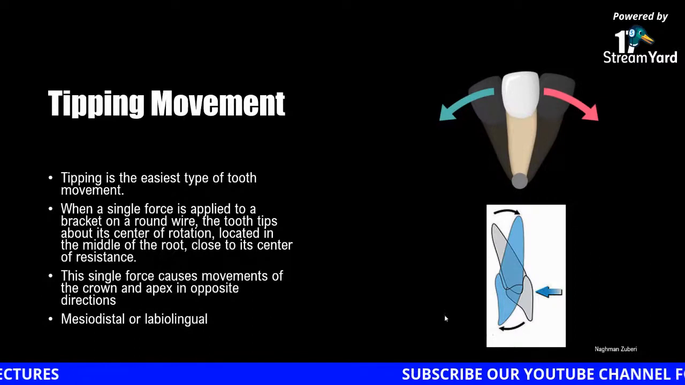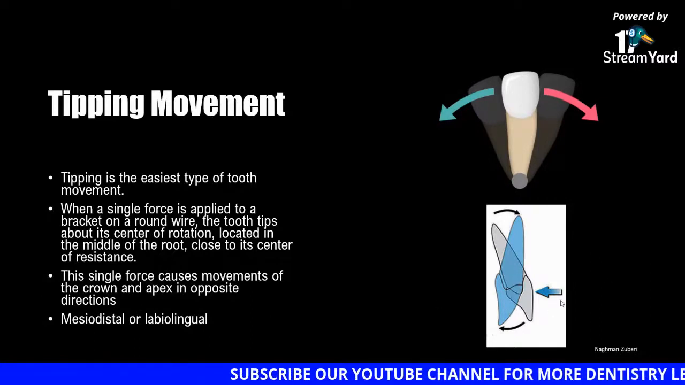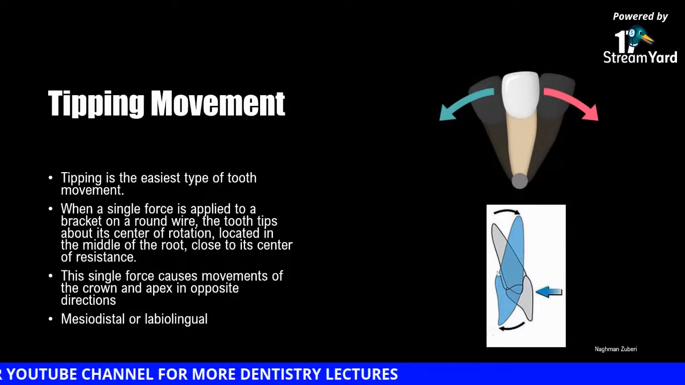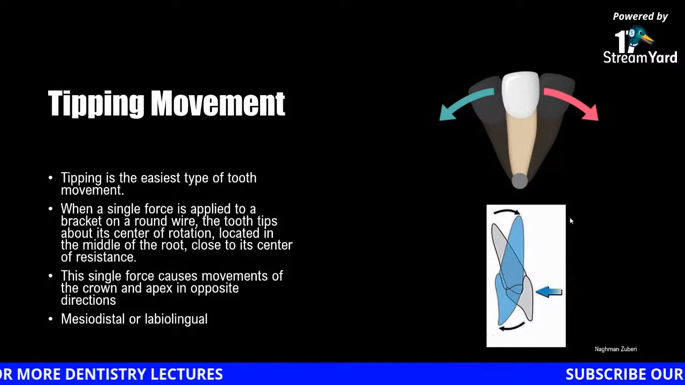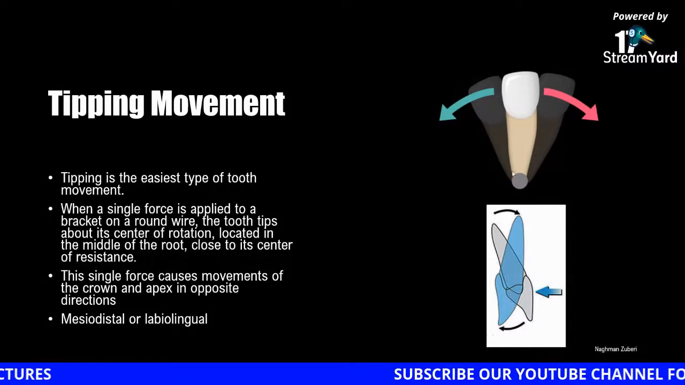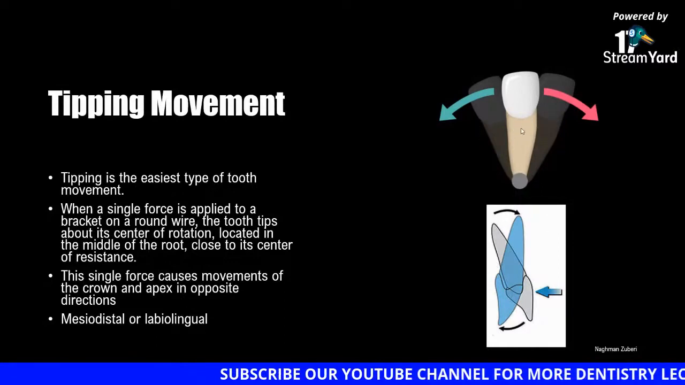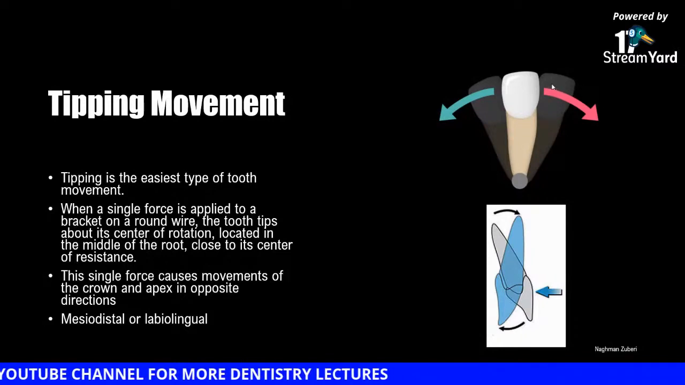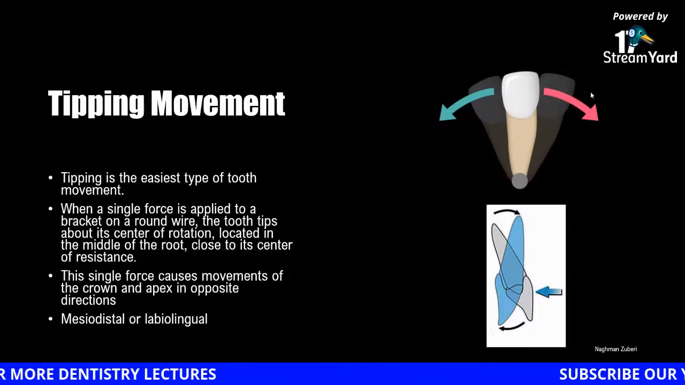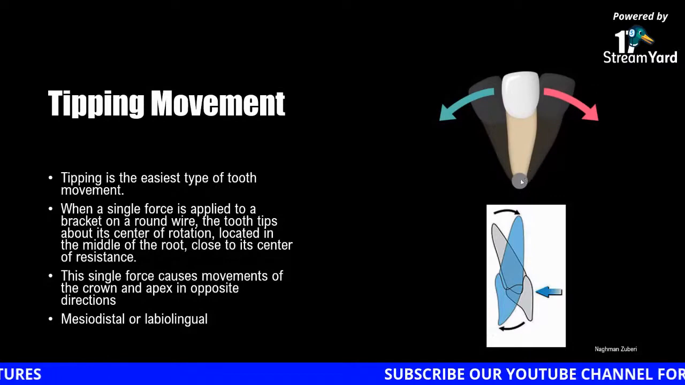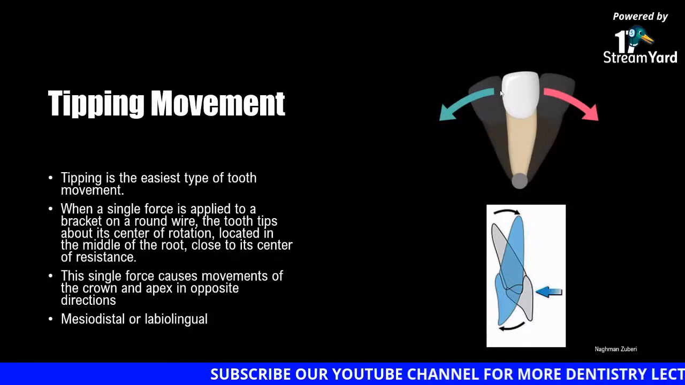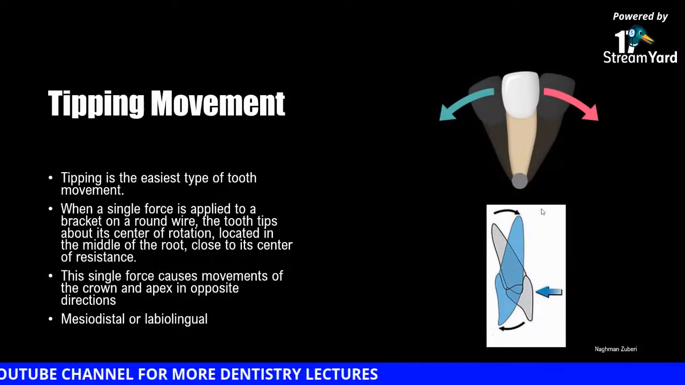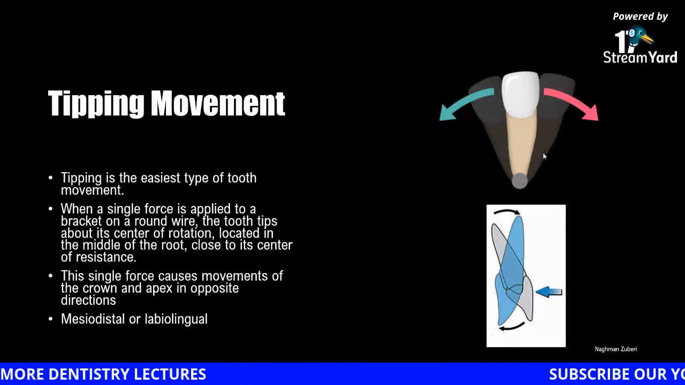Keep in mind, if you are applying a labiolingual force, and the crown is moving towards the lingual side, then the apex is going to move to the labial side. Similarly, in the case of mesiodistal movement, if you apply the force in such a way that the tooth is slightly distally tipped, its root is going to be tipped mesially. And similarly, if the crown is tipped mesially, then the root is going to be tipped distally. It will be in the opposite direction.